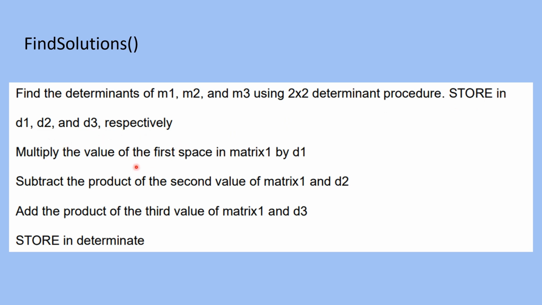We'll multiply the value of the first space in matrix 1 by D1. We'll subtract the product of the second value of matrix 1 and D2. And we'll add the product of the third value of matrix 1 and D3. And then we'll store these operations in determinant.